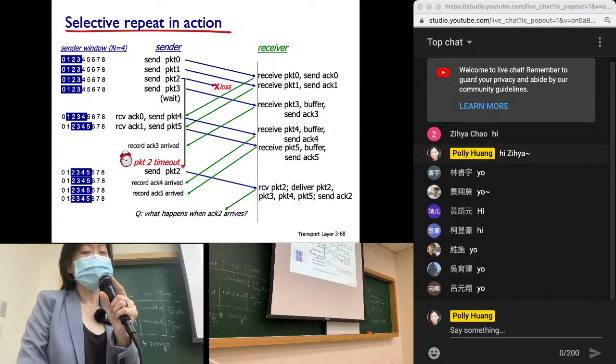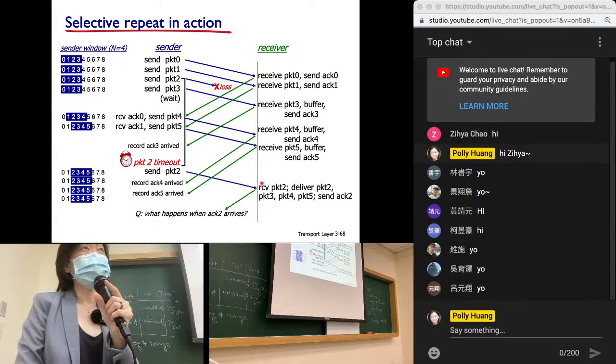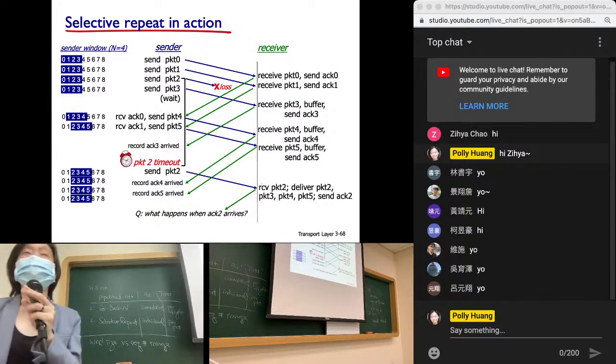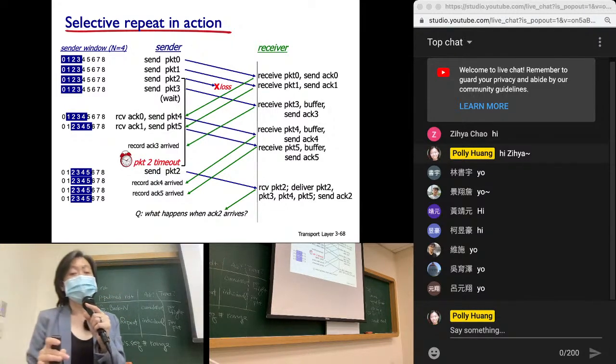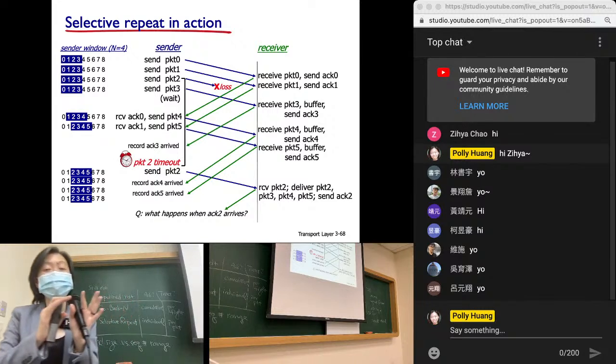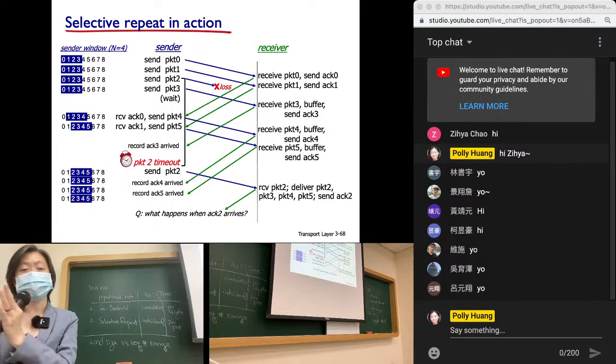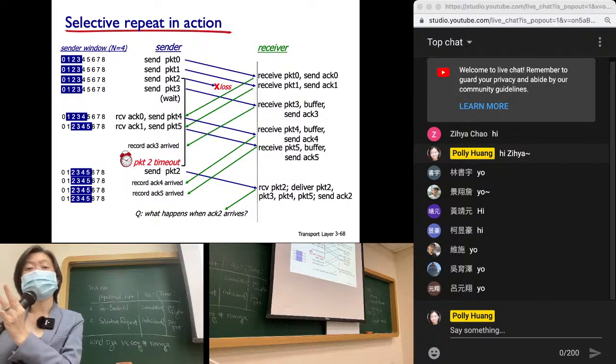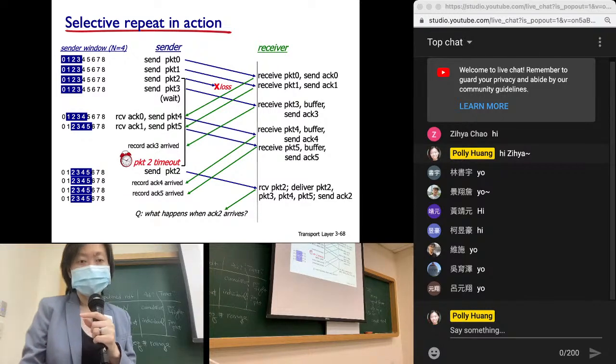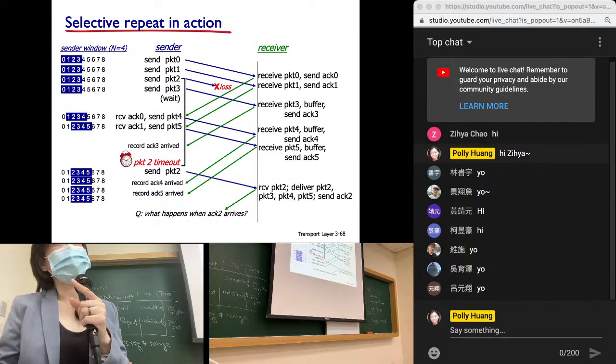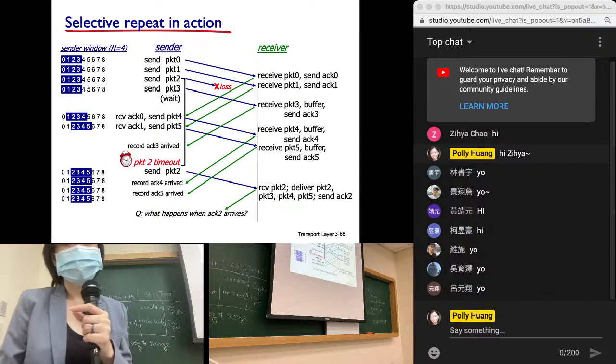After a while, the timer for packet 2 here, which got lost, will finally time out, and packet 2 is retransmitted. At this point, the receiver sees, oh, finally I fill the gap. And I can now slide all the way from packet 2 to packet 5. And the next sequence number it's expecting to receive will be packet 6.